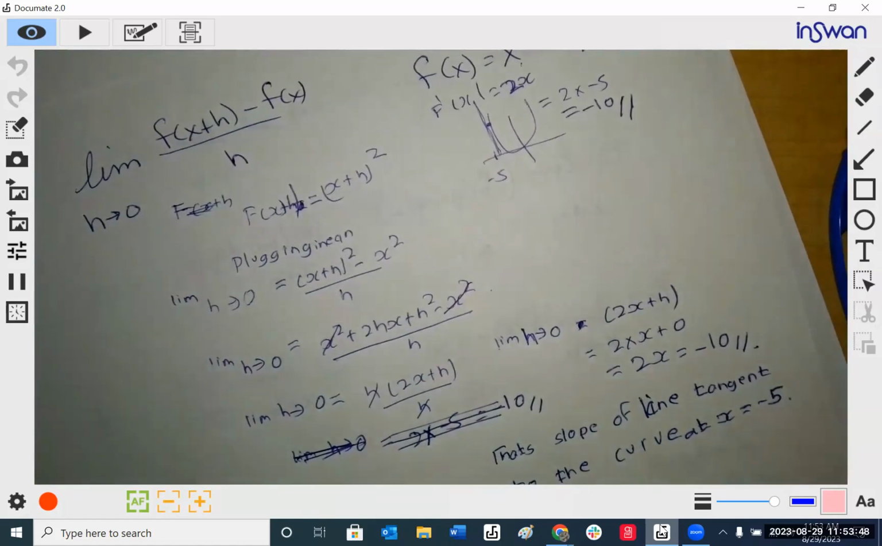Because the derivative by definition is that equation. The limit as h goes to 0. That's a good question. Let me show you all this stuff.